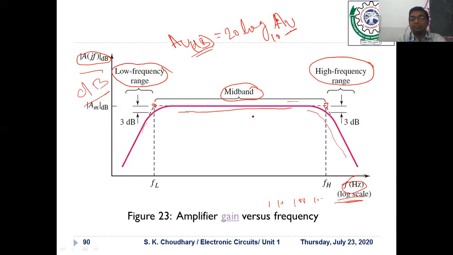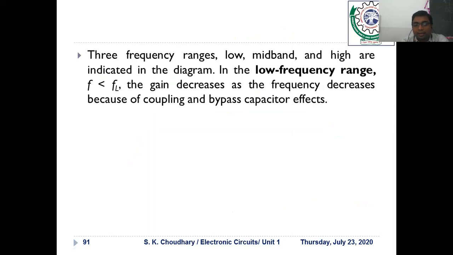So what is the concept behind this? This gain decreases by 3 dB, and the point where it decreases by 3 dB has been marked. Here it is called FL, the lower cutoff frequency. On the right-hand side, it is called the upper cutoff frequency, FH. The concept is the same. Everyone should draw this graph. So basically there are three frequency ranges: low, mid band, and high.